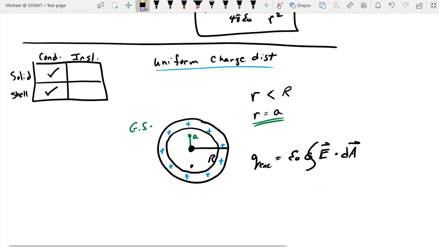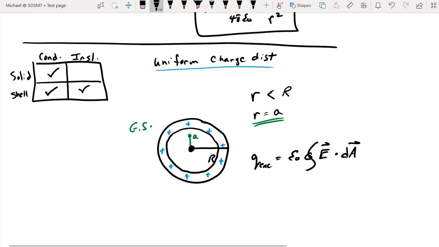Alright, so now we'll move on to the insulating shell. And for the insulating shell, if we remember, we said we had a little extra work that we would need to do in order to achieve that uniform charge distribution. We'd have to get out a rag or something and polish the surface of the sphere until we get all the charge to distribute, but we'll assume that we're already there.